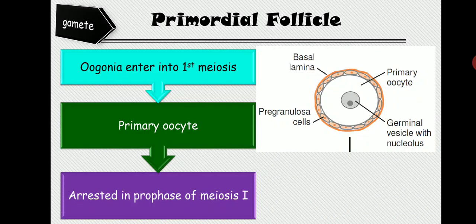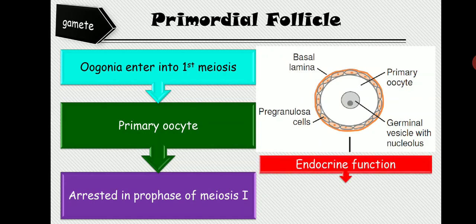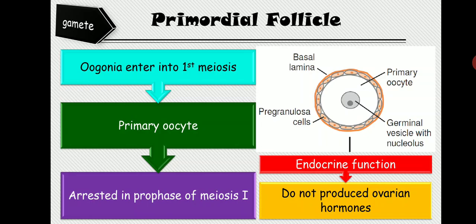Got it? Once the oogonia start dividing by first meiosis, it will be arrested in the prophase of meiosis 1. Why it is arrested, we will discuss in our next slide. This is all about the gametes. What about the endocrine function? It is the granulosa cell that is supposed to produce hormones, right? In that case, the primordial follicle has only a single lining of granulosa cells, so they do not produce any ovarian hormone.